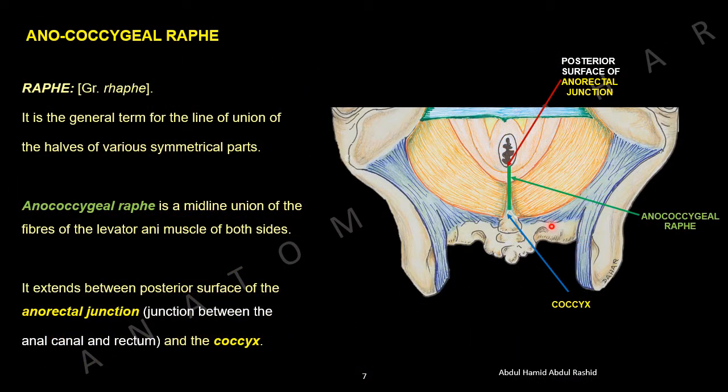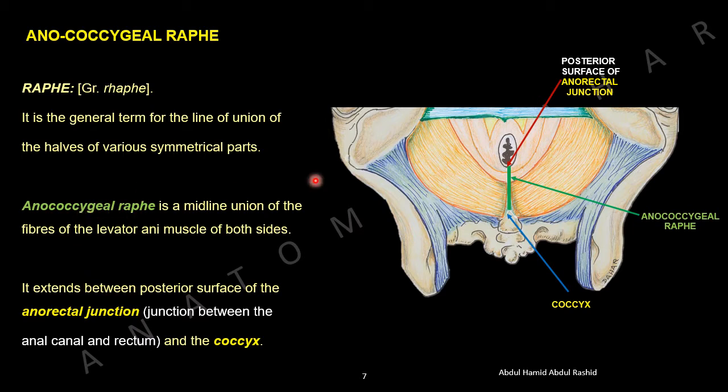Anococcygeal raphe. In this diagram, we are looking at the anal canal. The exact place is where the anal canal joins with the rectum, the anorectal junction. This is the coccyx. Raphe is the general term for the line of union of the halves of various symmetric parts. The anococcygeal raphe is the midline union of the fibers of the levator ani muscle of both sides. It extends between the posterior surface of the anorectal junction, that is the junction between the anal canal and the rectum, and the coccyx.